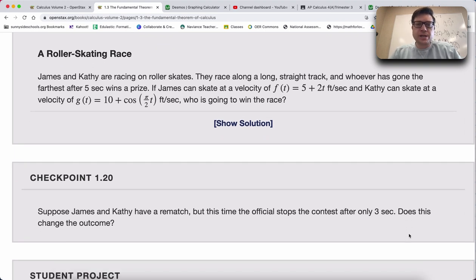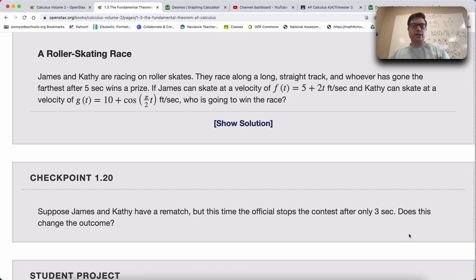Here we have James and Kathy, and they're racing on roller skates. Be careful, kids. They race along a long straight track, and whoever has gone the farthest after 5 seconds wins a prize. James can skate at a velocity, so I'm going to call this the James function. J of t equals 5 plus 2t. And then Kathy, k of t, equals 10 plus cosine of pi over 2t.